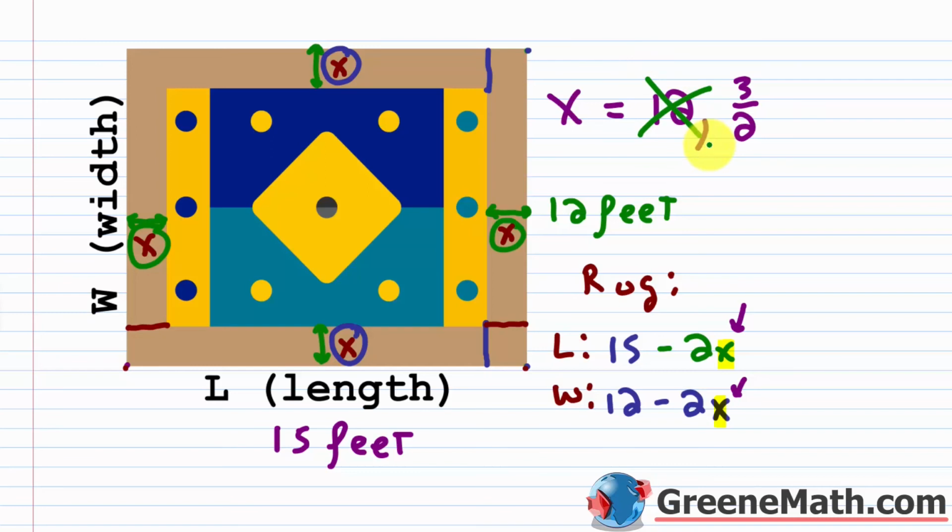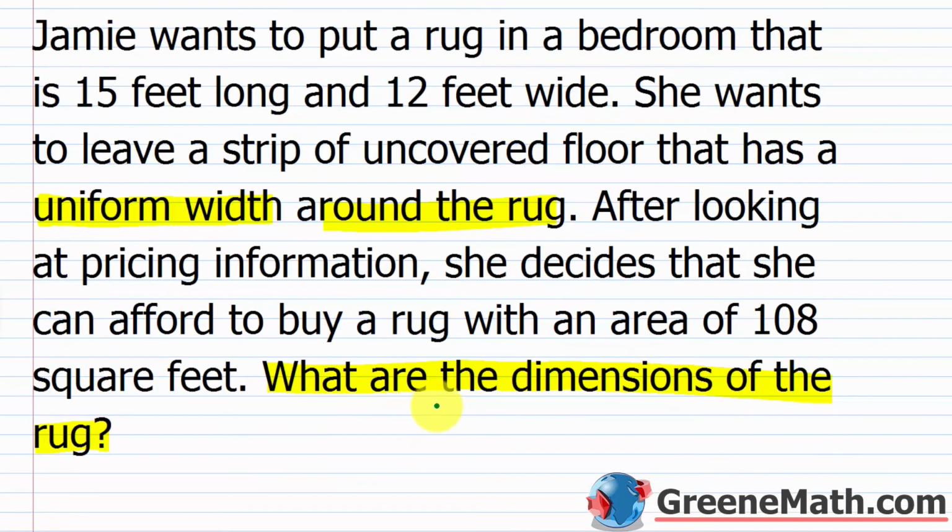3/2 is 1.5. If you multiply 2 by 1.5, you get 3, okay? So what you'd have in each case, you could just replace this with 3 and this with 3. 15 minus 3 is 12, so that's the length of the rug. And 12 minus 3 is 9, so that's the width of the rug, okay? So we basically found our answer for our problem. So what are the dimensions of the rug?